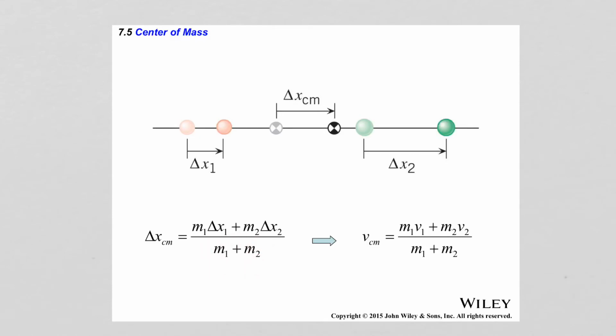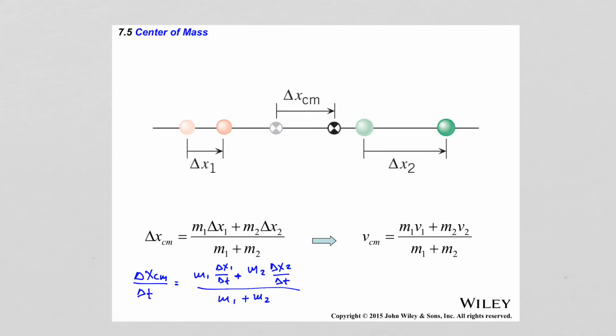From here, if I divide by the period of time it took to displace from the original position of the center of mass to the new position of the center of mass, I can get an expression for the velocity of the center of mass. And so, delta x center of mass divided by delta t will be equal to the mass of the first particle times delta x1 divided by delta t, plus the mass of the second particle times delta x2 divided by delta t, and this sum divided by the total mass of the system.